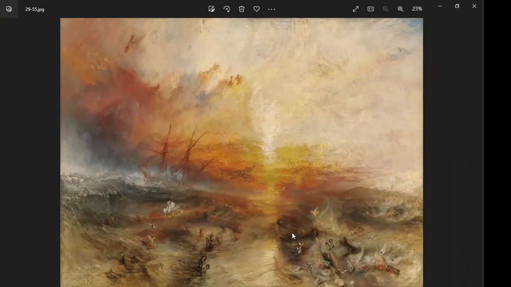Okay, line, modeling, texture, rhythm. I think we covered all that, and it is 4:15. So let's stop the share and I'll take questions if you have any.